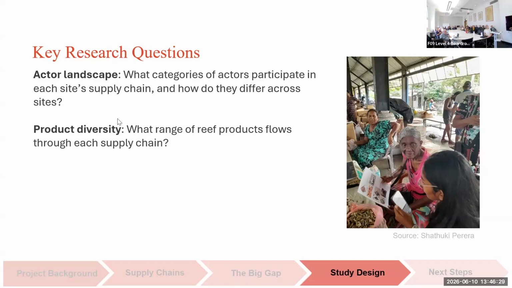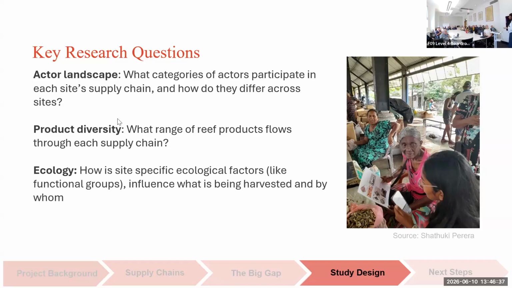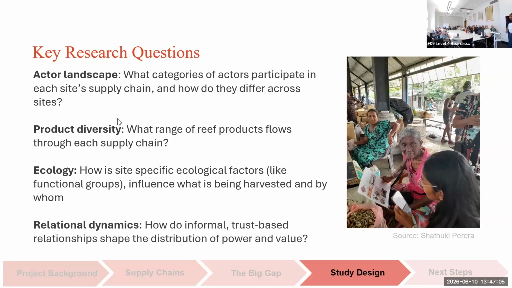I'm also going to be looking at product diversity, so thinking about the range of reef products and how they flow within each of the supply chains, and also ecology. So how are site-specific ecological factors influencing how it's being harvested and by whom? So for example, one idea right now I have is to look at functional groups, so which are species that are particularly important for the functioning of that ecosystem and for its health, and whether certain demand and supply chain dynamics are targeting those species which are really important, and how they're distributed.